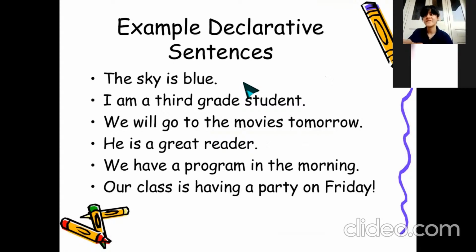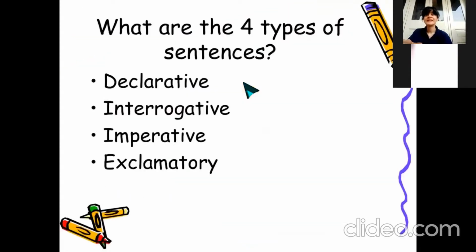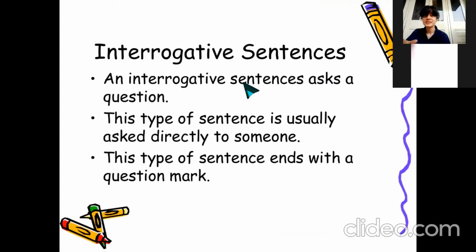Declarative. Very good. The next type of sentence is interrogative sentence. Now, what is an interrogative sentence? It is a sentence which asks a question. This type of sentence is usually asked directly to someone. And this type of sentence ends with a question mark.